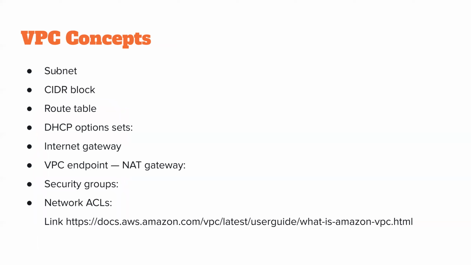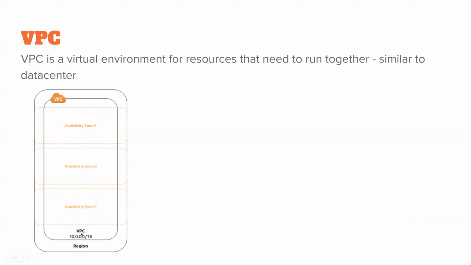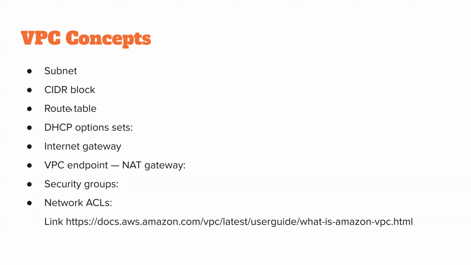You have subnets, which is when you divide your IP into smaller ranges. And then you have your CIDR block, which is this right here, 10.0.0.0. It could be anything, remember? And then you have a route table. Essentially a route table is basically a table of different routes to your system.